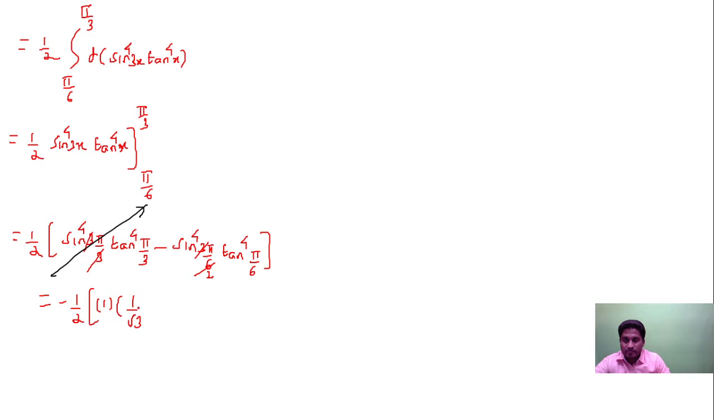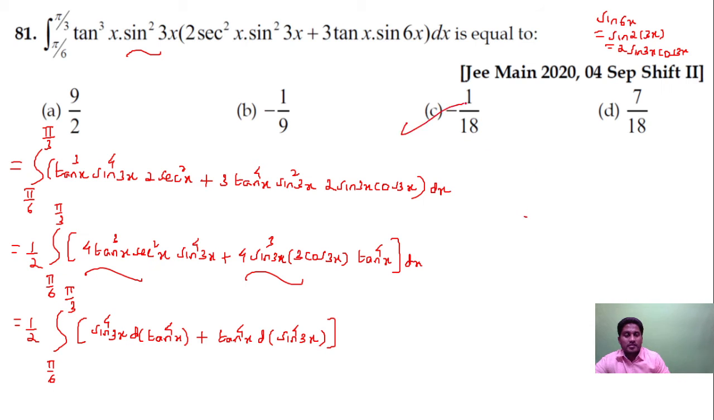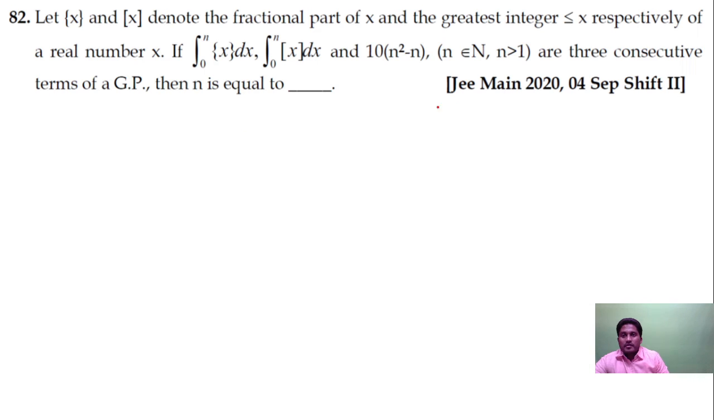1 by root 3 whole power 4. So this is minus 1 upon 2. 3 power half whole power 4 is 9. So this is minus 1 by 18. Okay, that's the answer, guys. The answer will be option C.